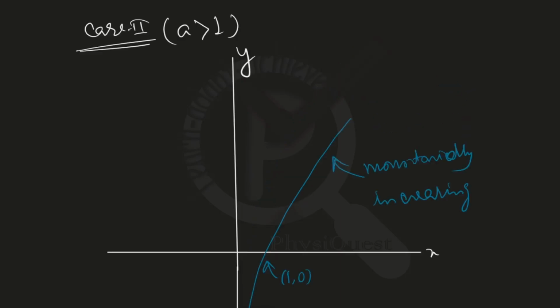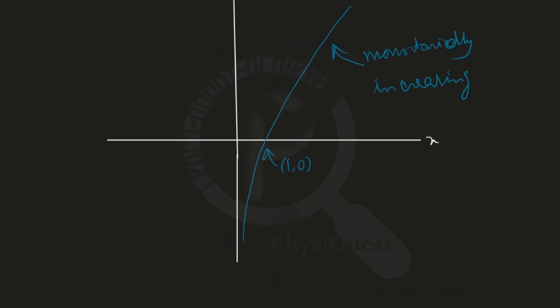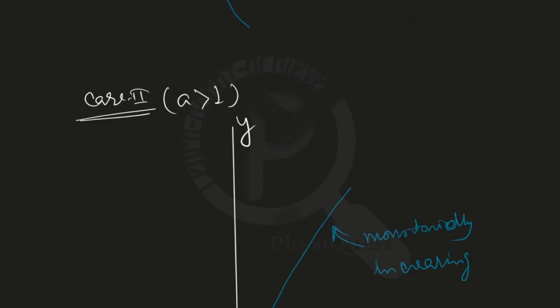In both of these, the graph will go towards the y-axis, but it will never cut the y-axis, and the same goes for here. Here also this will never cut the negative y-axis. Okay, fine. Now the next is y equals sine x.